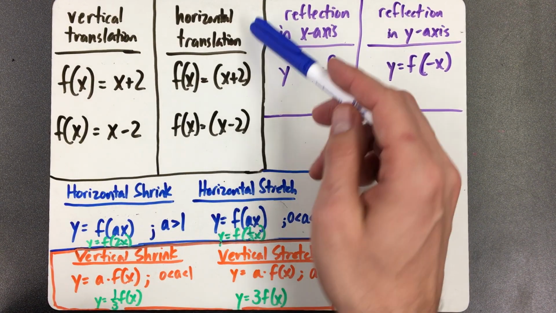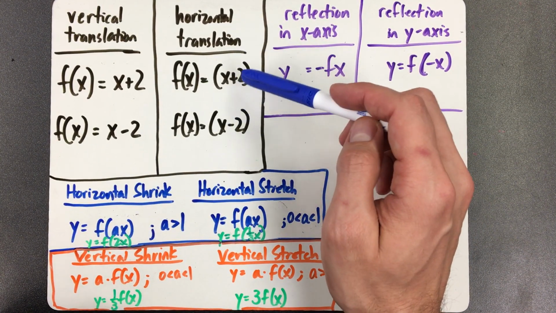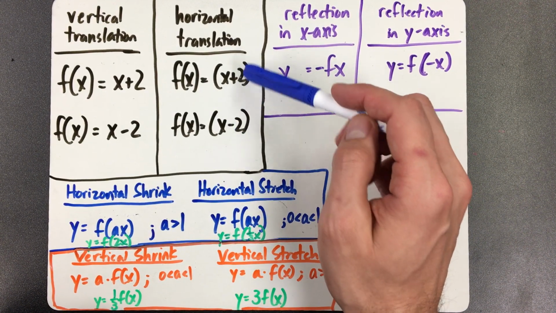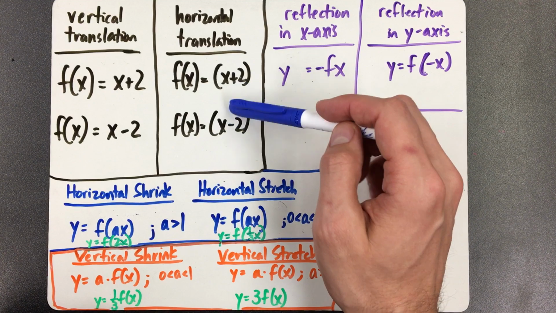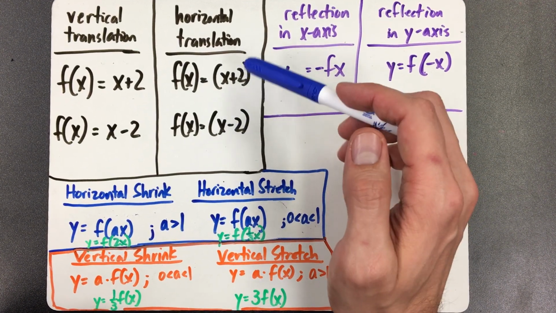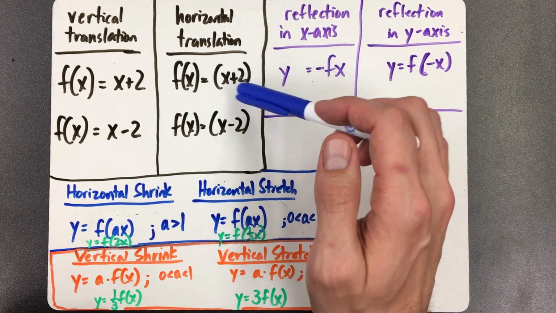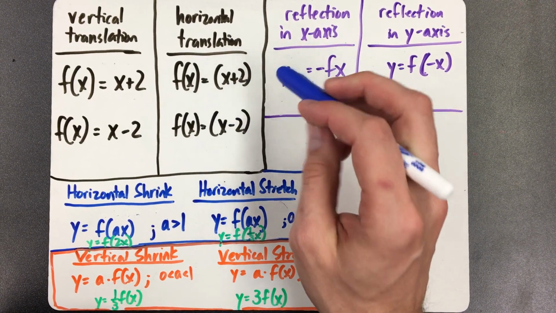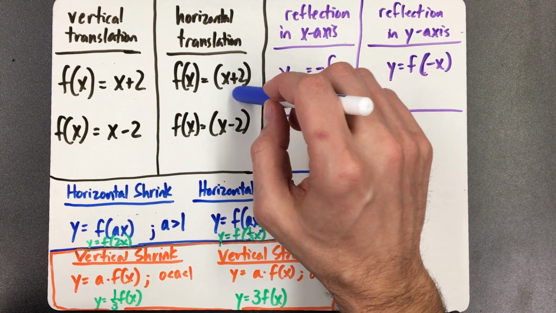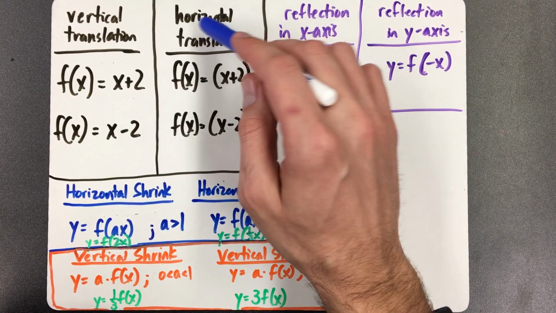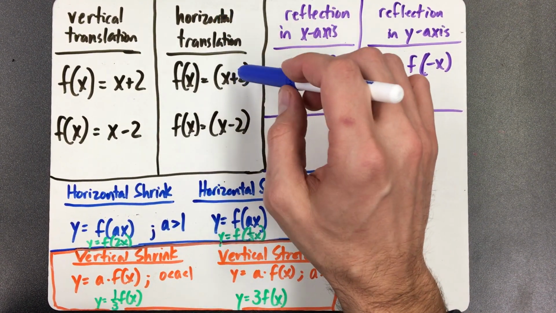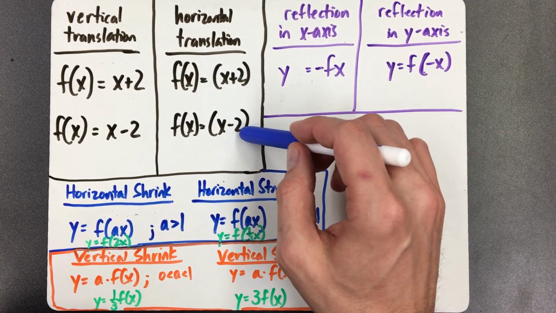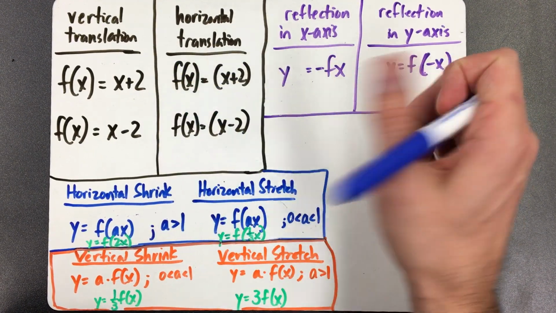The other type of translation we had was horizontal. This one you don't see as often. Remember, on these, the adding or subtracting part is inside the parentheses with the input number. The letter x is what it usually is. It doesn't have to be an x, but it's always going to be in parentheses with that input. This would be actually 2 places to the left. Remember, these horizontal ones are always backwards from the way that it looks. This is 2 to the left, and this is 2 to the right. Okay, so that was translations, slides.